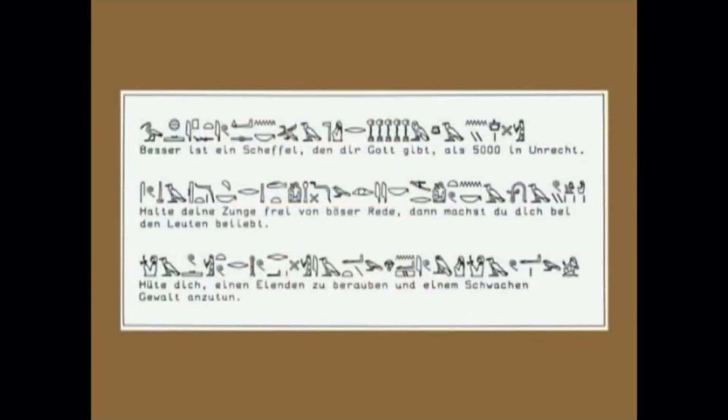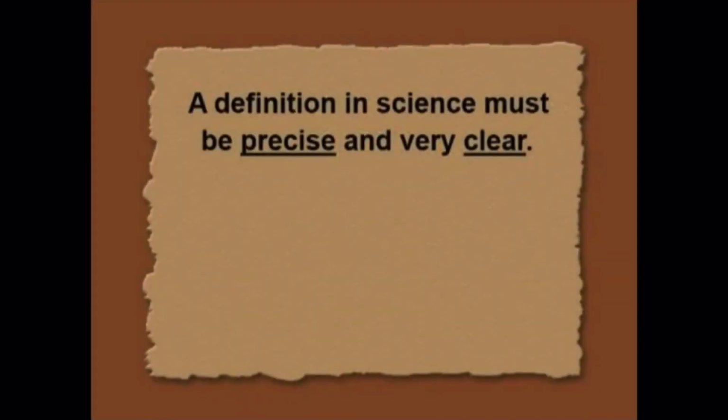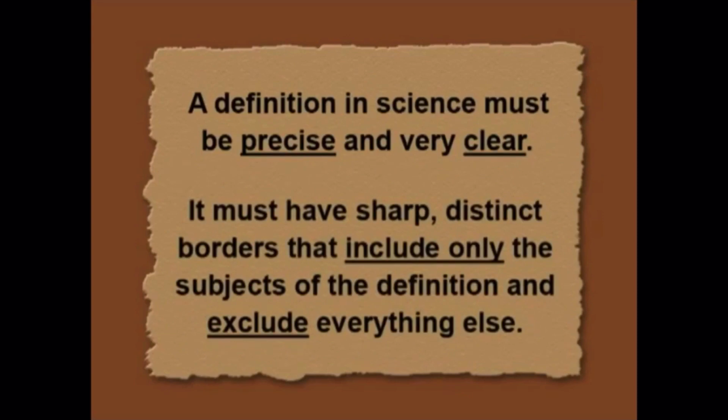On this picture you see a translation made by computer. The input of the computer was a German text, and the output of the computer via plotter was a translation into hieroglyphs. It is because we understand this language that translations are possible. A definition in science must be precise and very clear. It must have sharp, distinct borders that include only the subjects of the definition and exclude everything else. We need such a definition also for information.